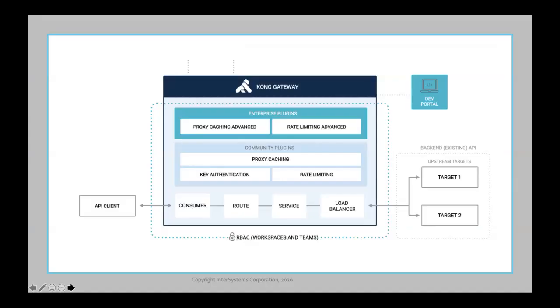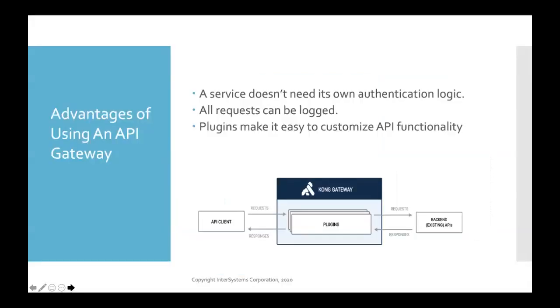So here's what it looks like. And here I'm illustrating Kong. Kong is open source, but there are many other API managers. They all work about the same. There's an API client, and that client has consumers, identified consumers that are going to hit routes that go to services. And then finally, there's a load balancer that will manage where those requests are being fielded to our upstream targets.